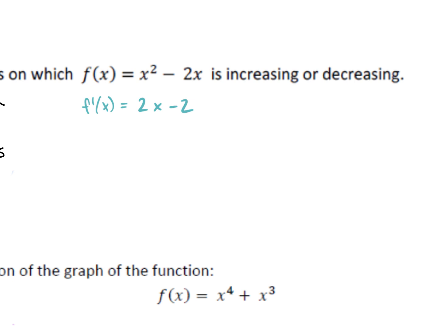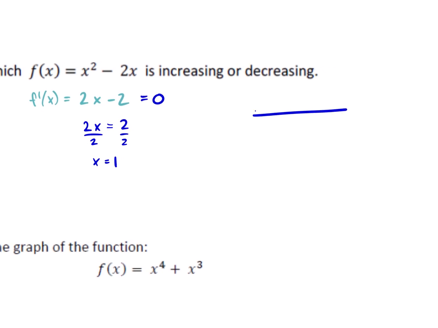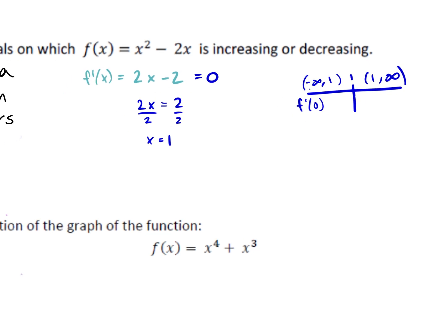To find the critical numbers, we set our derivative equal to 0. So this would be 2x equals 2, so x equals 1. So our critical number would be 1. So when we test numbers in each of these intervals, we're plugging it into the derivative. So I want to test f prime of some number in our interval. So from negative infinity to 1, we could plug in 0. 0 would be in our interval. When I plug in 0 into my first derivative, we would get a negative number. So this would be negative.